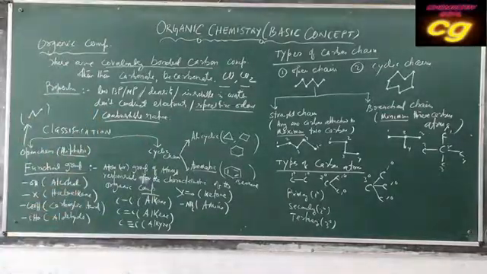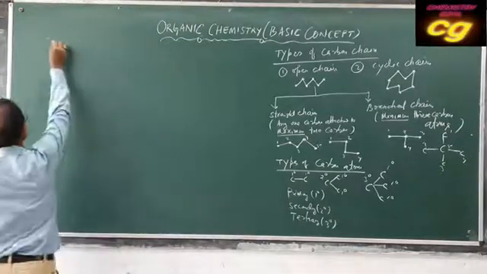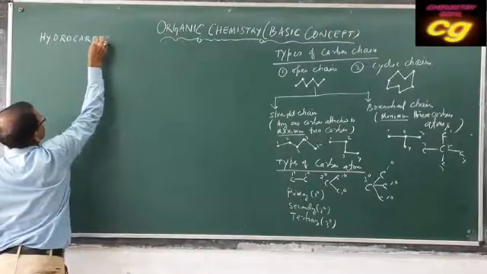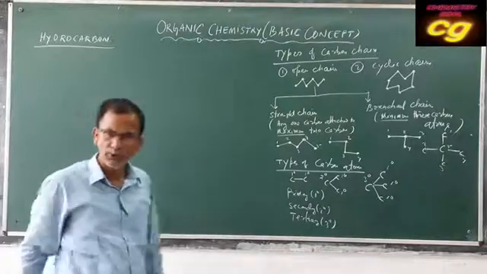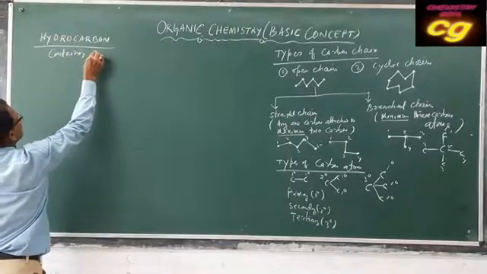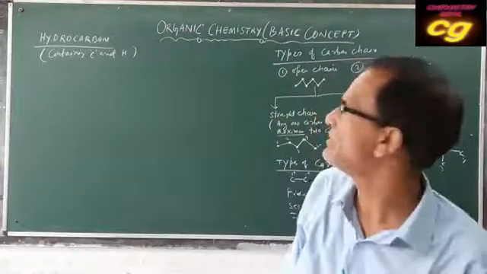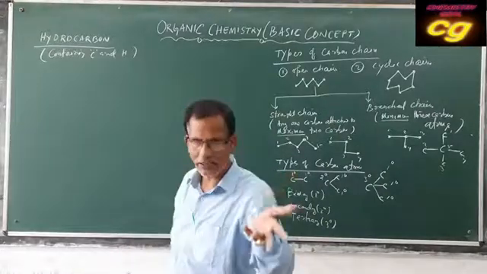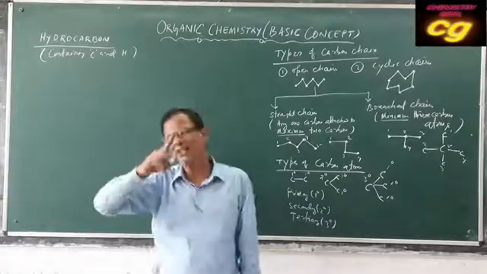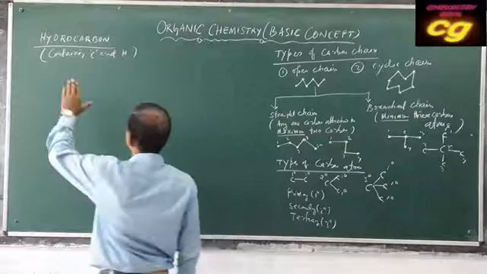So what is the next concept we will discuss? Organic compounds containing carbon and hydrogen are called hydrocarbons. Hydrocarbon means containing carbon and hydrogen. From hydrocarbon we can derive other organic compounds. From hydrocarbon you can prepare and derive alcohol, acid, so many organic compounds. But the basic organic compound is hydrocarbon, containing carbon and hydrogen.